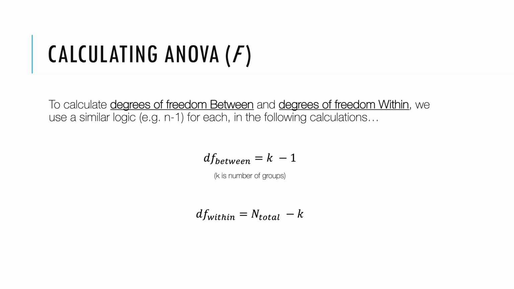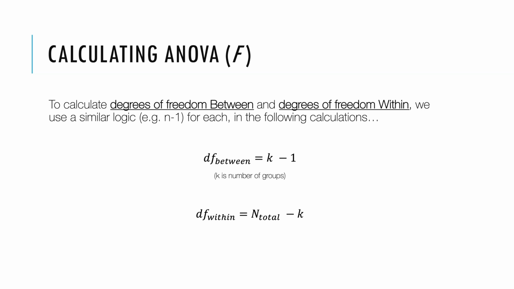Degrees of freedom between is the number of groups minus 1. If we have 4 groups, we're going to need 3 degrees of freedom, meaning 3 cases are free to vary, which implies that the last one's going to be fixed. You get the mean of means by implying that the last one's going to be fixed. The same thing can be said for degrees of freedom within. Wait, it says n total minus k. Here I say k is the number of groups.